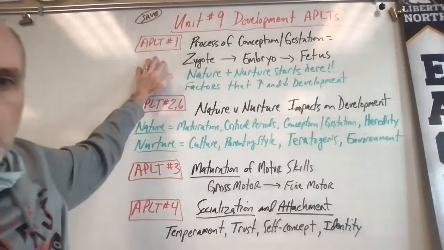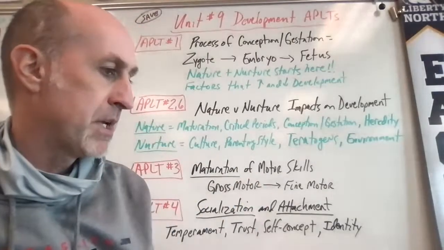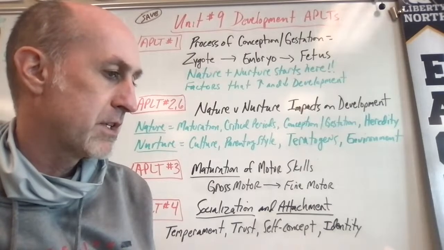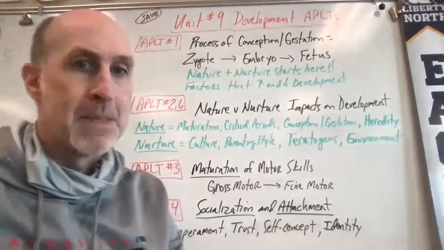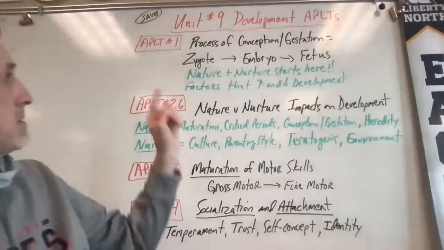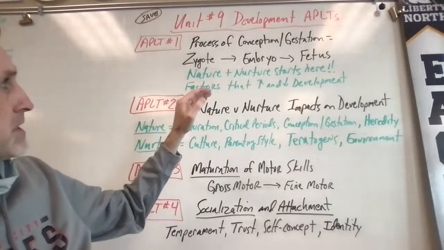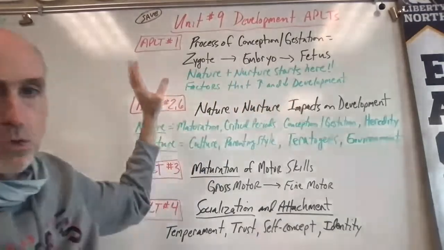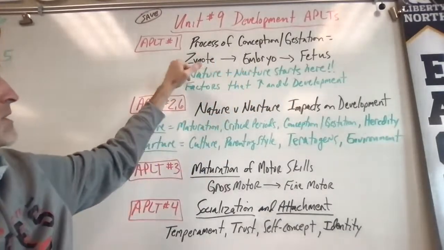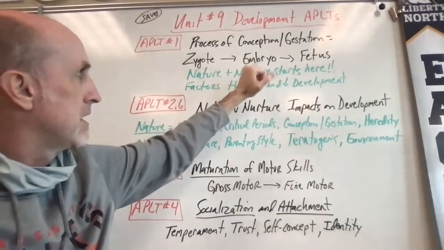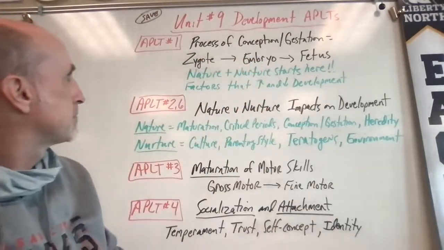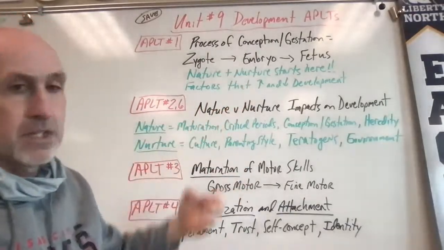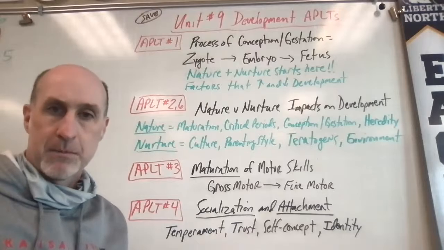Learning target number 1 is explain the process of conception and gestation, including factors that influence successful prenatal development, okay? What they want you to know is the 3 main stages involved in conception and gestation, and that is zygote, embryo, fetus. That's the order that it goes. This is like the first 2 weeks, and then they go in 2-week increments here. This is basically how the fetus, the child, develops in the womb.